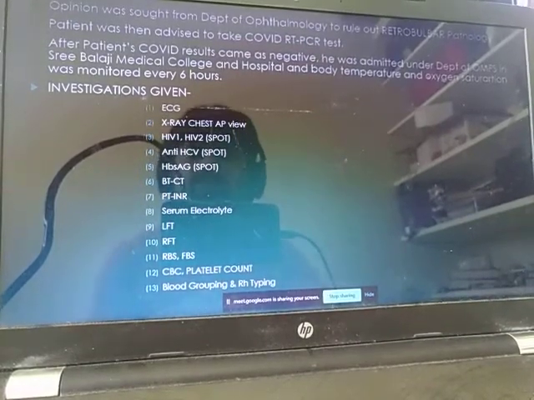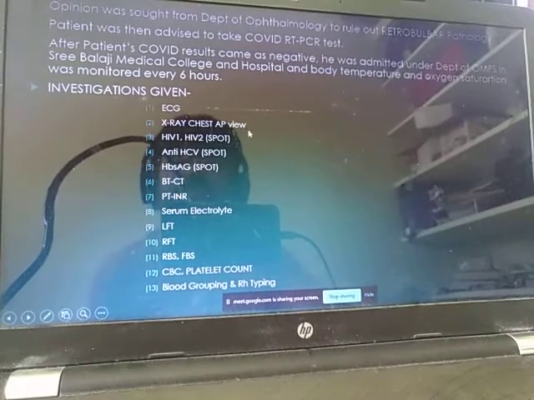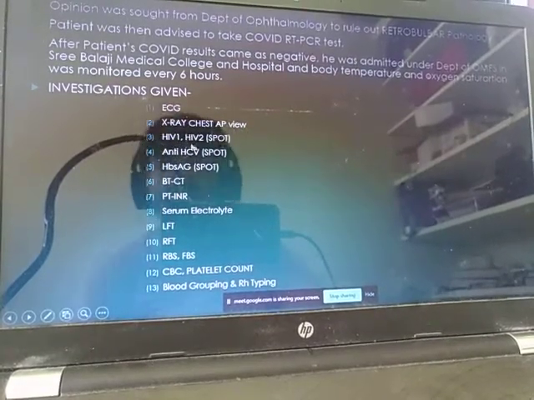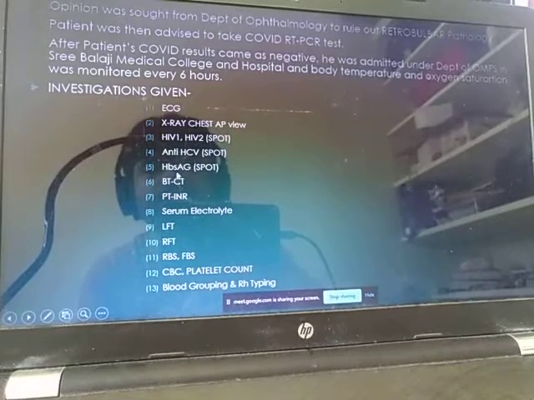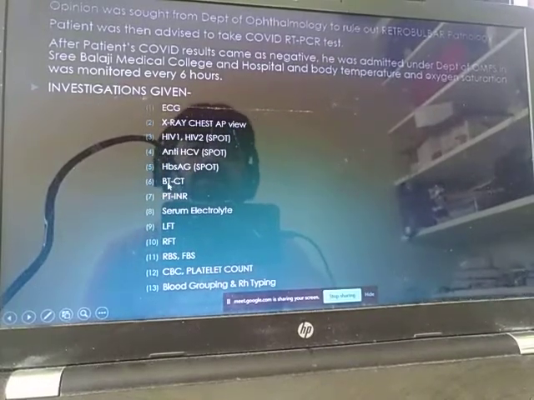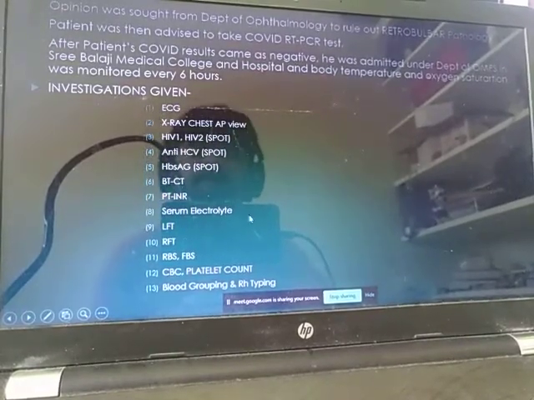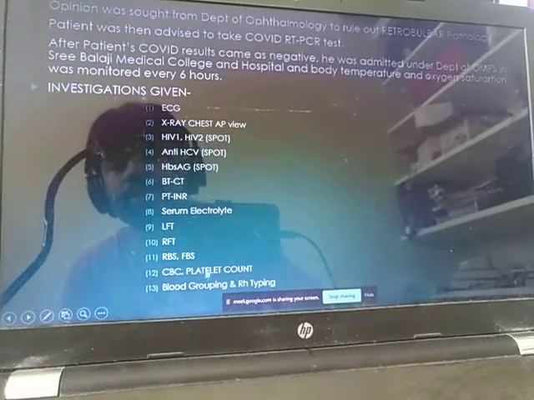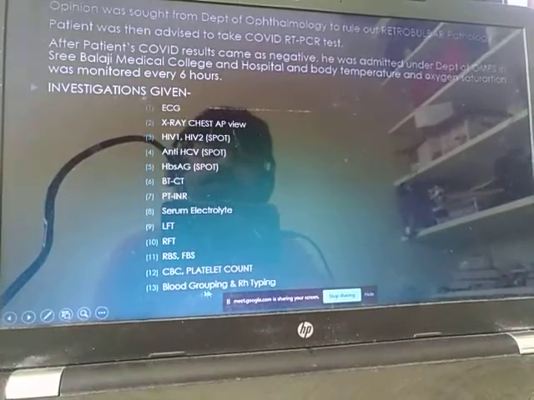The investigations which were given were ECG, X-ray chest AP view, HIV 1-2 spot test, anti-HCV spot test, HBsAg spot test, BTCT, PTINR, serum electrolytes, LFT, RFT, RBS, FBS, CBC, platelet count, blood grouping, and Rh typing.